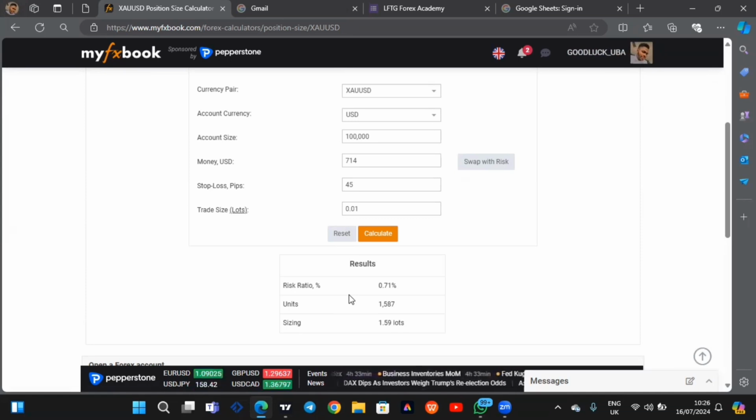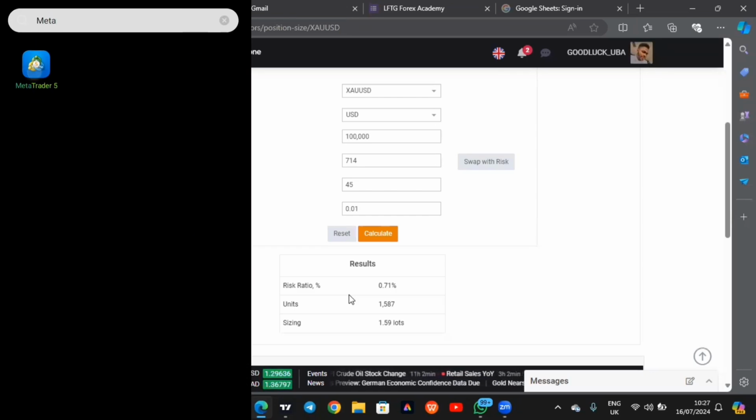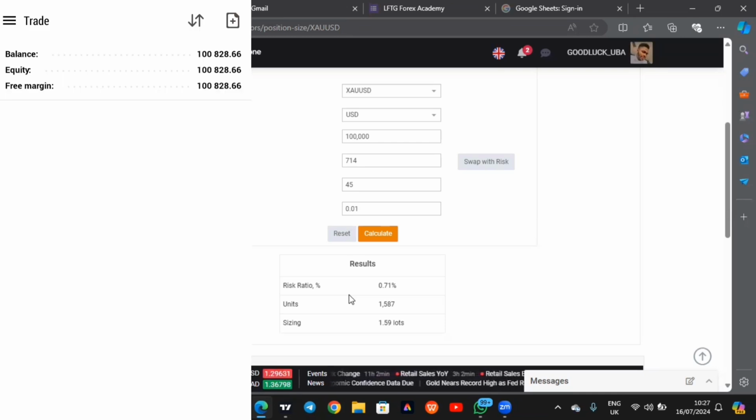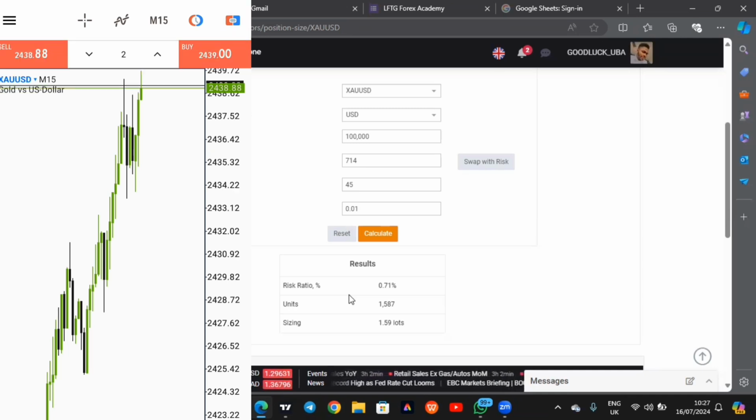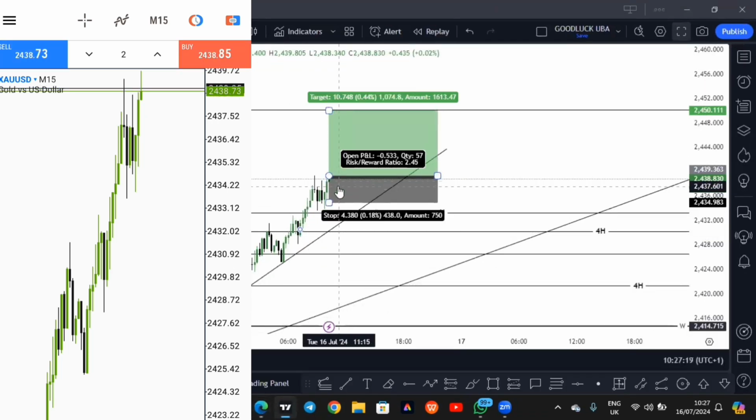So let's observe something again. Let me go to my MetaTrader 5 on my phone. 1.59 lots, that's what my calculator said I should use. Let's go back to the TradingView chart. Okay, 45 pips is what I'm risking.